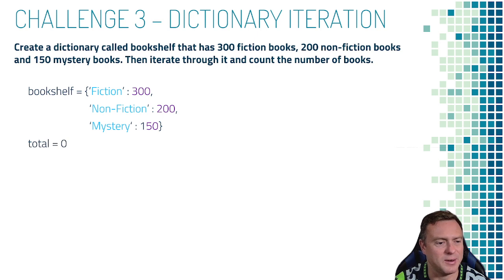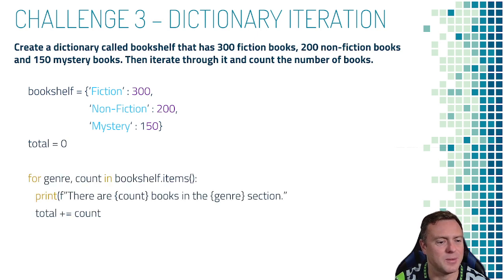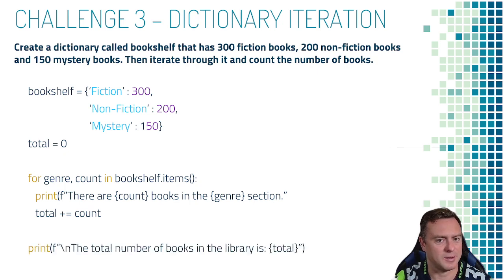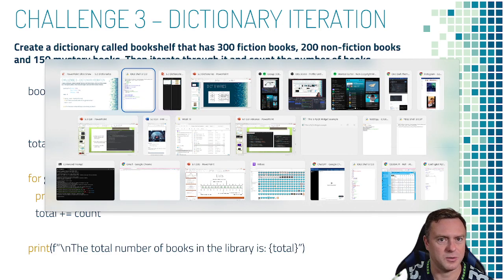Awesome. So what you should have found is you would have gone total is equal to 0. Then you would have gone for genre, comma, count in bookshelf.items. Print out there are this many count books in the genre section. Then total plus equal to count, and then the total at the end.